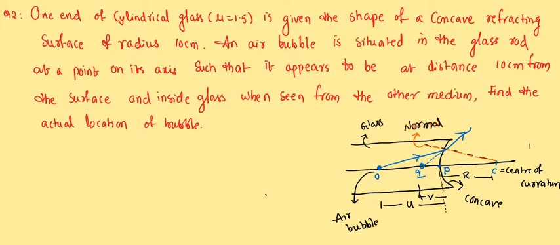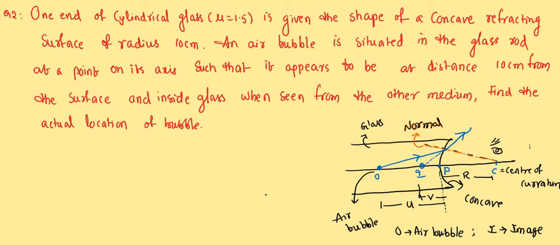We are observing this air bubble O. O is an air bubble that we are observing from the outside, from somewhere here. When we observe this, the air bubble image appears at 10 centimeters. That means the image distance they gave is 10 centimeters from the surface inside the glass, when seen from the other medium. Actually, this is the glass.